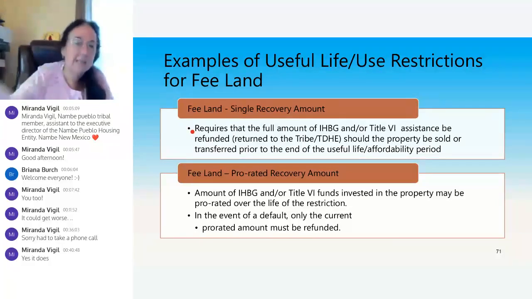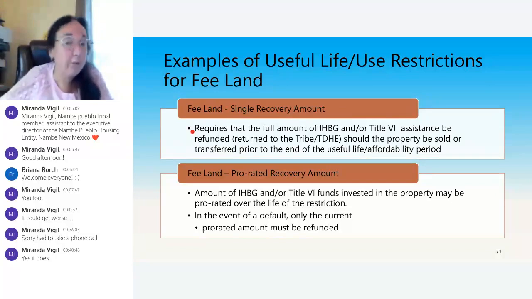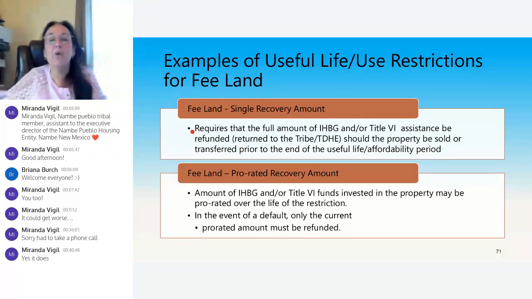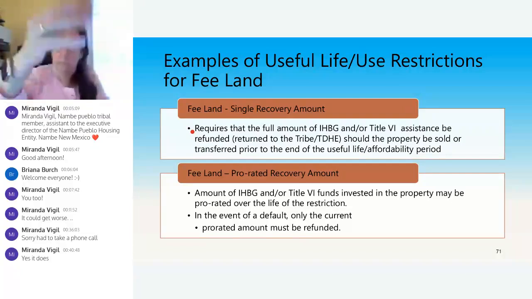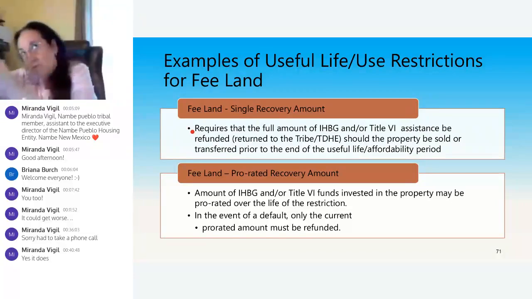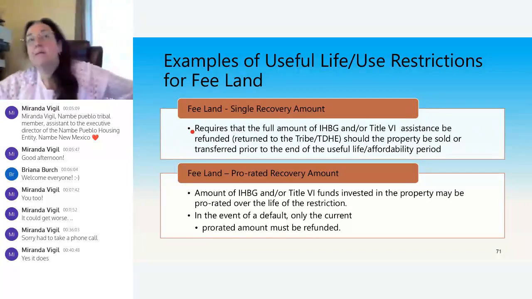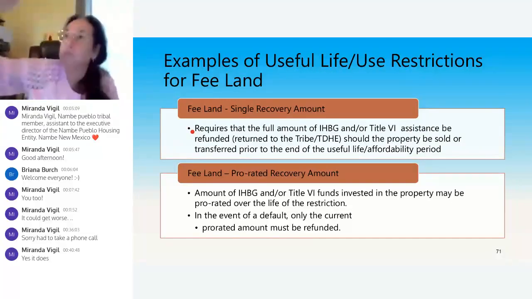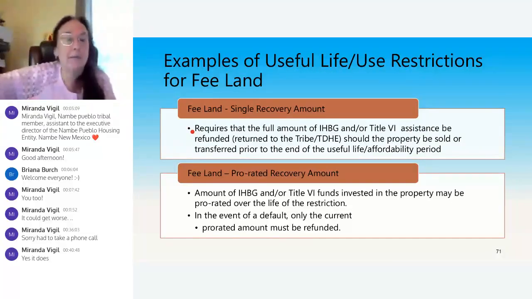Fee land, single recovery amount, requires the full amount of block grant Title VI assistance to be refunded, returned to the tribe or TDHE should the property be sold or transferred prior to the end of the useful life or affordability period. Now, if another native or low-income person buys that, you just extend it from that amount. You don't have to get that money back, okay? Then that other person. So that's why you have to track that on there.